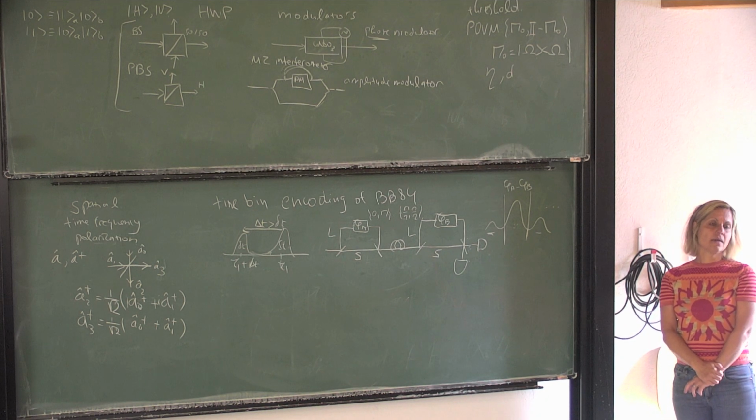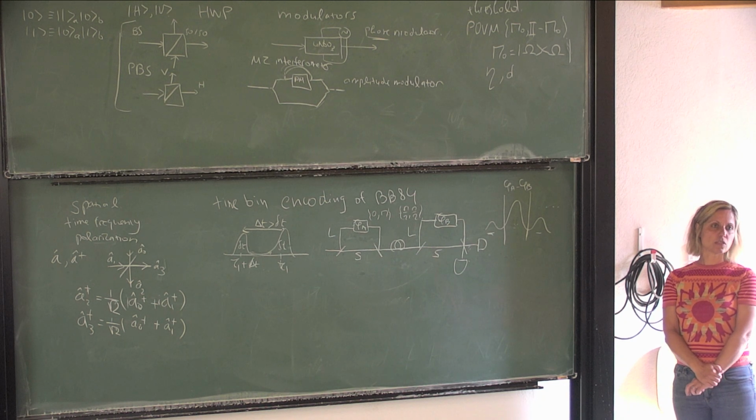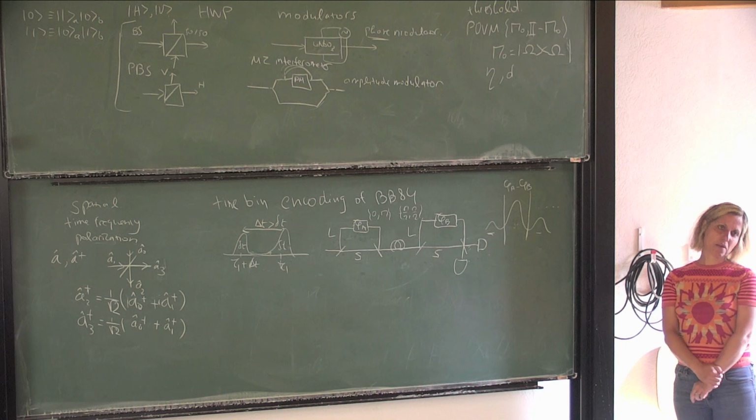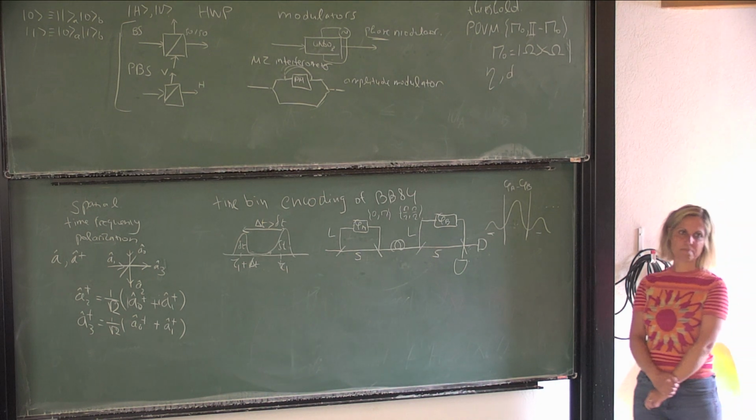So how is this different from the phase encoding? It is essentially a phase encoded system that uses time bin qubits. I see. So it's basically both the same thing, in this particular case.